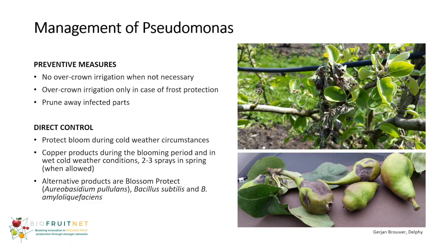Prune away infected parts. Direct control: protect the bloom during cold weather circumstances. This can be done by copper products during bloom, before and after, under cold weather conditions, 2 or 3 sprays in spring. Alternative products are Blossom Protect, Bacillus subtilis, and Bacillus amyloliquefaciens.